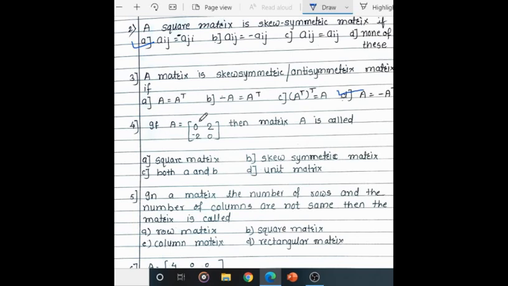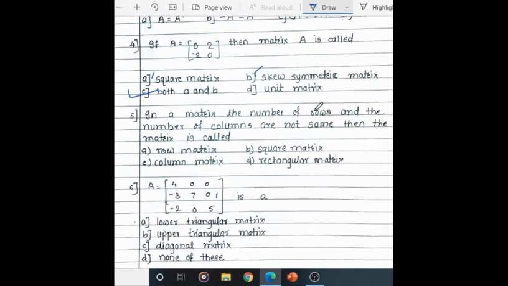Next question. If A is equal to the matrix 0, minus 2, 0, then matrix A is called what? See, if we observe, the number of rows and number of columns are the same, so it is a square matrix. And if we observe this, Aij is equal to minus Aji, so it is a skew-symmetric matrix also. So the answer is C, both A and B.